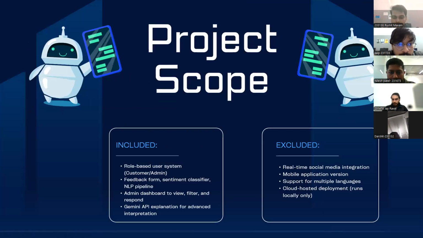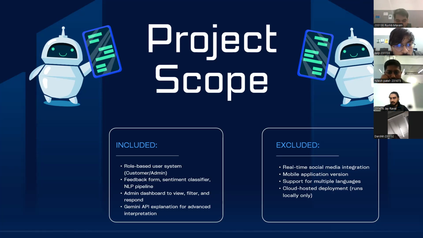Next is project scope. What we have included in our system is role-based access for customers and admins, a simple feedback form that runs real-time sentiment analysis, an NLP pipeline that extracts the key topics being discussed, and Gemini API integration to generate better, more neutral responses. Now, just to be clear, we haven't included things like social media integration, mobile apps, multiple language support, or cloud deployment yet. Those are definitely on the radar for future updates of our application.